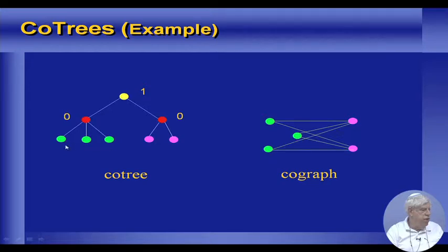Well, here I have 3 independent vertices with a 0 node. That means I take the disjoint union of these 3 greens. Here are the 3 greens, and I take their disjoint union. That is the left side. I have 2 pink ones. I have a 0 above it, so that's also the disjoint union. And now, above that, I have a 1, meaning I take this subgraph and the other subgraph, and I join them with all possible edges between the 2 sides. Just this very shallow co-tree already gives you complete bipartite graphs.